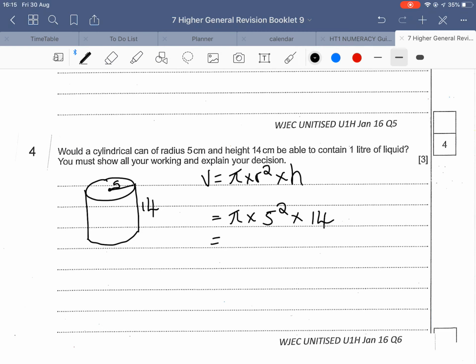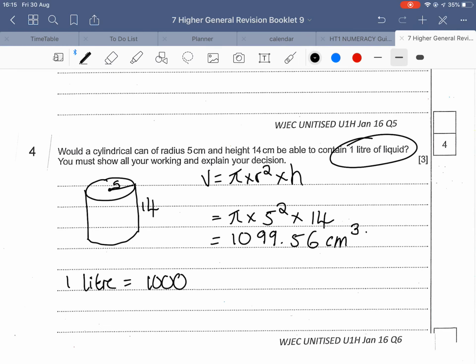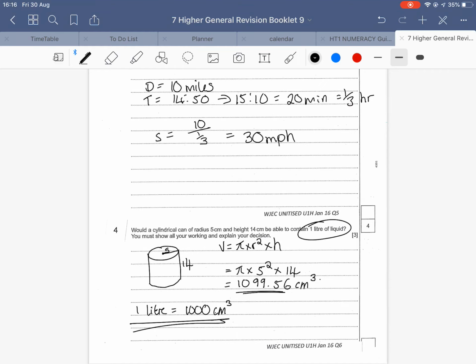These are all going to be in centimetres, so we're going to have centimetres cubed as our answer, so that is going to be 1099.56 centimetres cubed. Now, will that contain 1 litre? You need to know that 1 litre is 1,000 centimetres cubed. Very good conversion that you need to know. They always love putting that with cylinder questions. So the cylinder can hold a little bit more, so you would be able to. So put a sentence like, yes, they'll be able to fill, they'll have 99.56 centimetres cubed space or something like that.